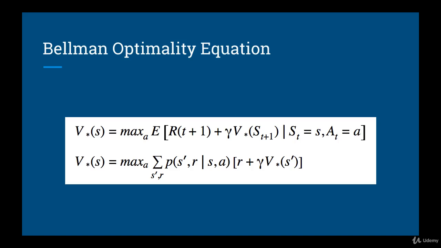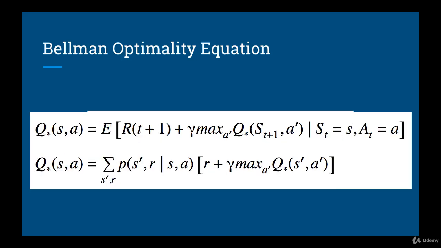Let's continue manipulating our equation for V star. We call this the Bellman optimality equation for the state value function. Notice how it's very similar, but not exactly the same, as the Bellman equation. We can do a similar thing to get the Bellman optimality equation for the action value function.